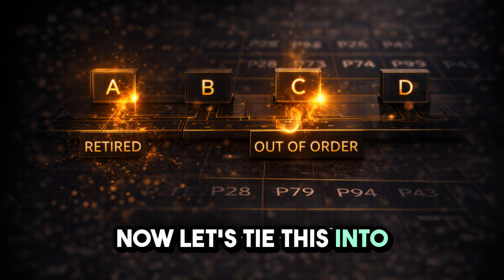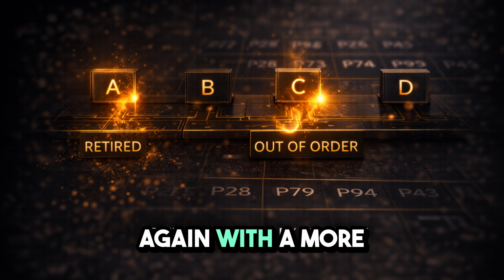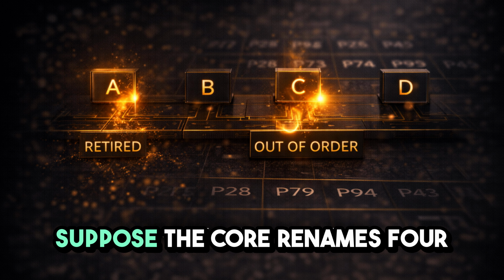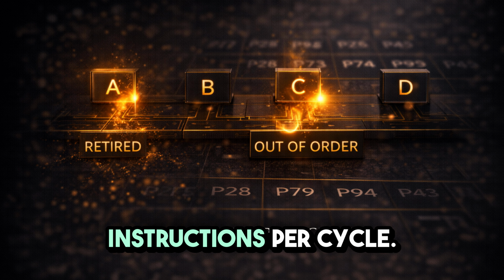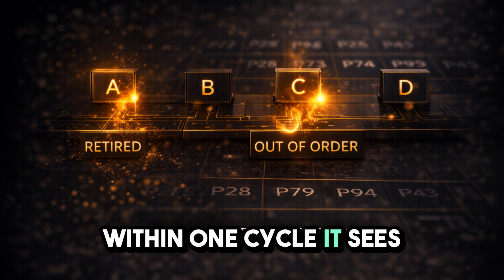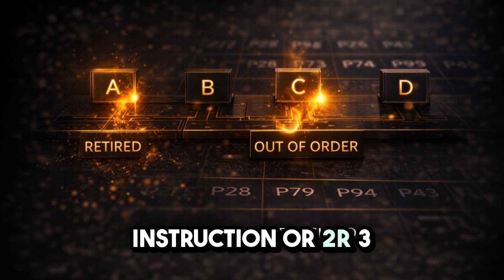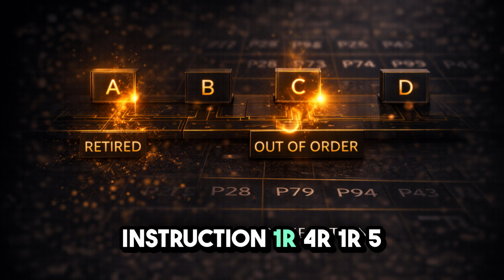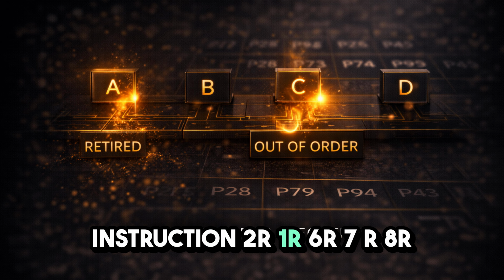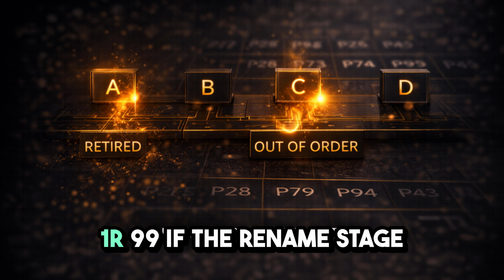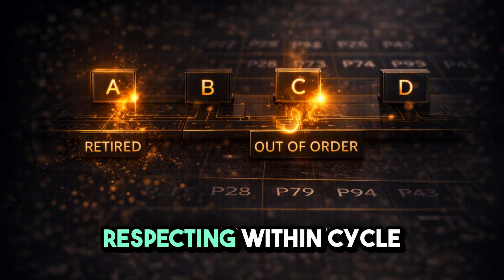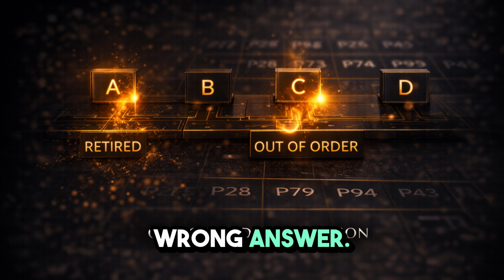Now let's tie this into the rename width problem again with a more concrete example. Suppose the core renames 4 instructions per cycle. Within one cycle, it sees these instructions in order. Instruction 0, R1 = R2 + R3. Instruction 1, R4 = R1 + R5. Instruction 2, R1 = R6 + R7. Instruction 3, R8 = R1 + R9. If the rename stage processed them independently without respecting within-cycle order, it would get the wrong answer.